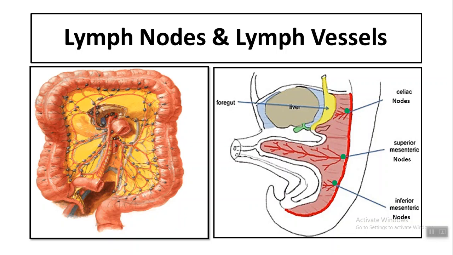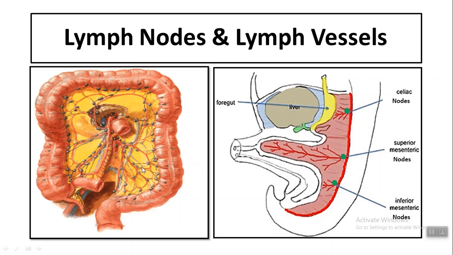As we explained previously, the foregut and its structures will drain to the celiac nodes. The midgut and its structures, or its parts, will drain to the superior mesenteric nodes, and the hindgut with all its constituents will drain into the inferior mesenteric nodes.